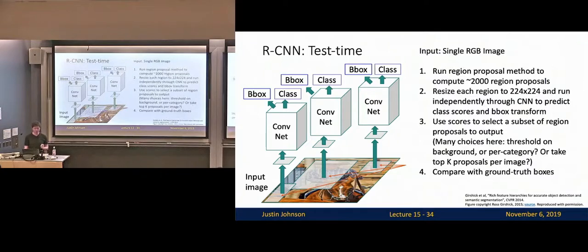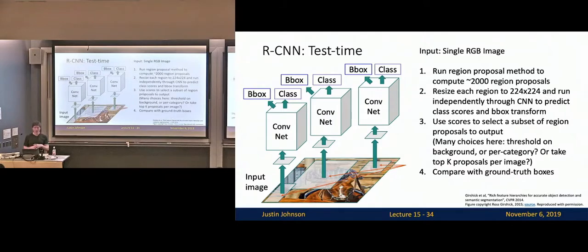Okay, so that gives us our first full object detection method using convolutional neural networks. The pipeline at test time looks something like this: we're given a single RGB image, and we run the selective search algorithm on the input image on CPU to generate something like 2,000 region proposals. For each of those region proposals, we resize them to some fixed size, like 224 by 224, and then run them independently through our ConvNet to predict both a classification score of category versus background, as well as this bbox transform that will transform the coordinates of the original region proposal.